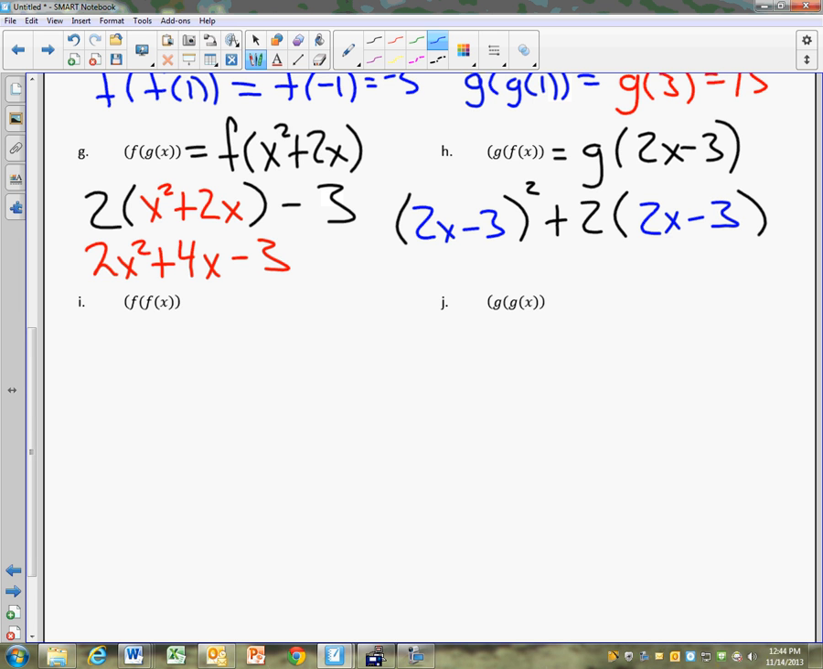Can you simplify that? When we square 2x minus 3, we get 4x squared. So when we square this out, we're going to take 2x minus 3 times 2x minus 3. We've got to FOIL it out. So 2x times negative 3 is negative 6x. Negative 3 times 2x is negative 6x. So we get a negative 12x in the middle. Plus 9. Now we distribute our 2. Do any terms combine?